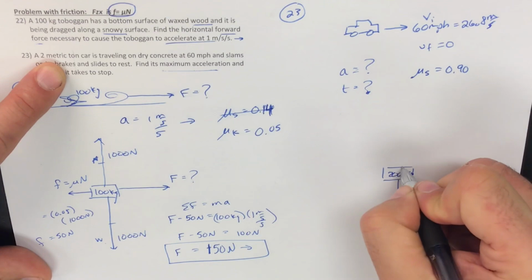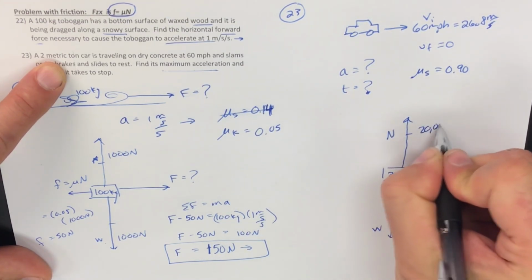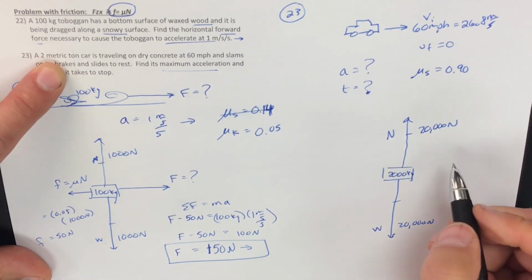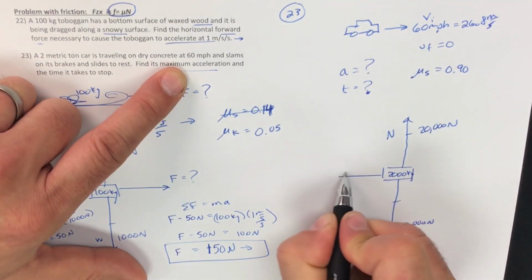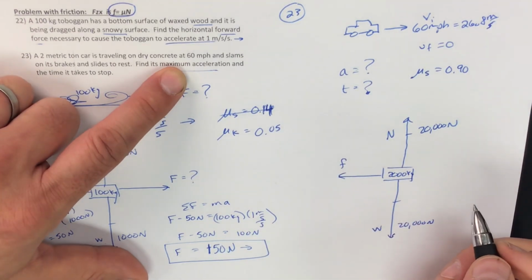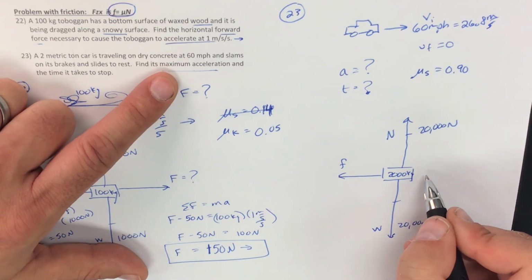The weight is 20,000 newtons, with no additional vertical forces. Those two are the same size. This is the normal force of 20,000 newtons. And then sliding to rest, velocity is forward. The only force is the backward friction force. There's no forward force. What do you think? You're going to keep on the gas while you brake? Well, you shouldn't be doing that.